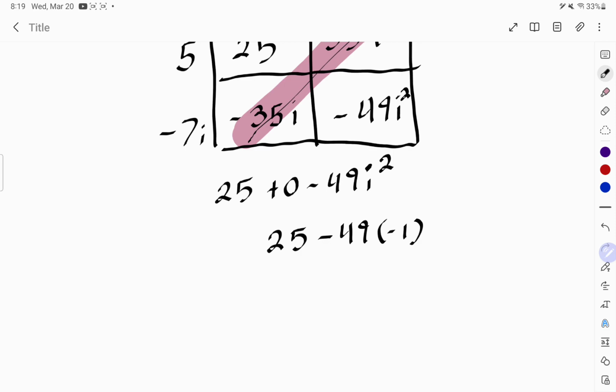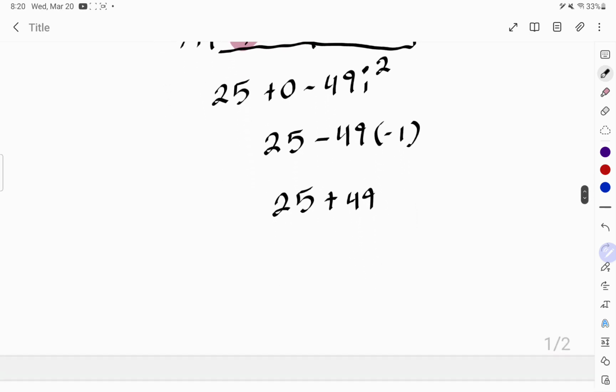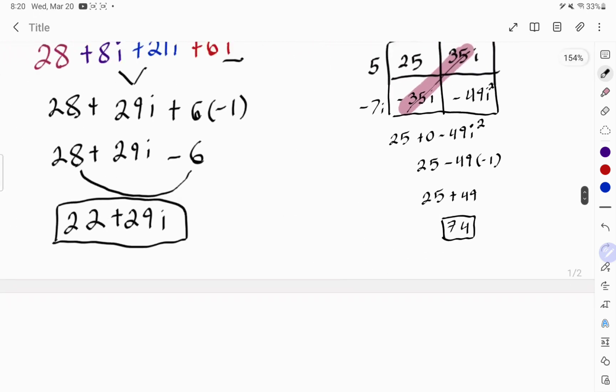So it's -1. And I just multiply. So -49 times -1 is going to be positive 49. 25 plus 49. Okay, so what am I going to get from there? I'm going to get 4, and I believe that's 74. Yes, so I'm going to get a 74 on that one.